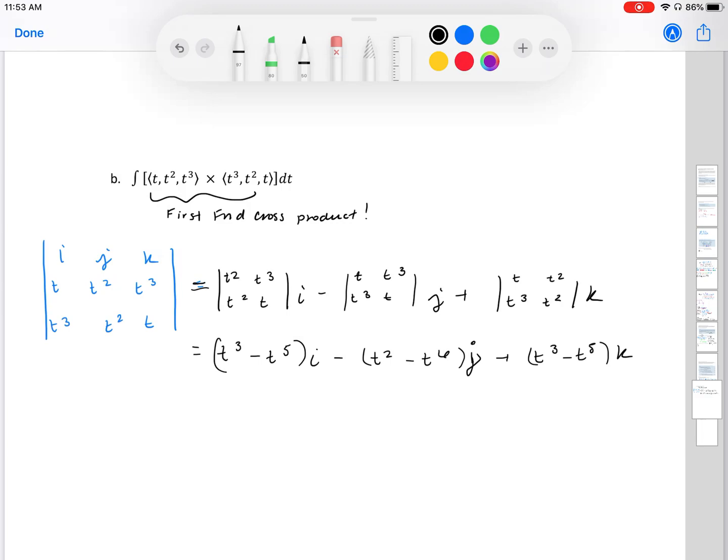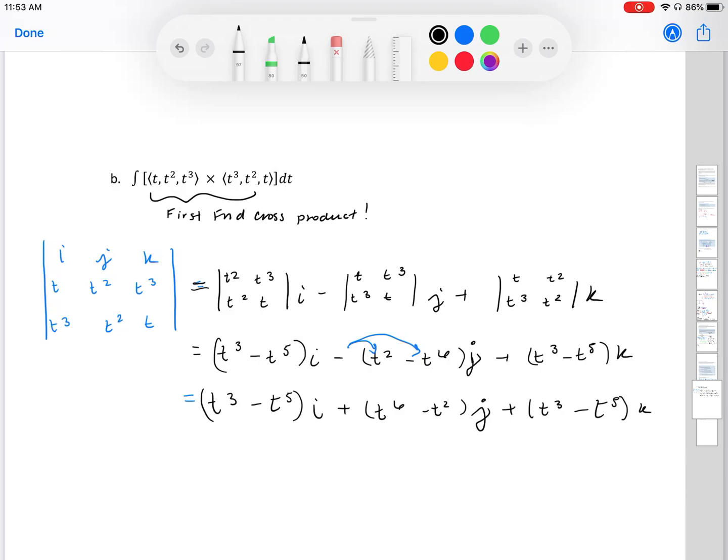All right. One more thing we would do, for the sake of not having the negative on the outside, I'll multiply it in. So that we have t cubed minus t to the fifth power i plus t to the sixth minus t squared j plus t cubed minus t to the fifth power k.